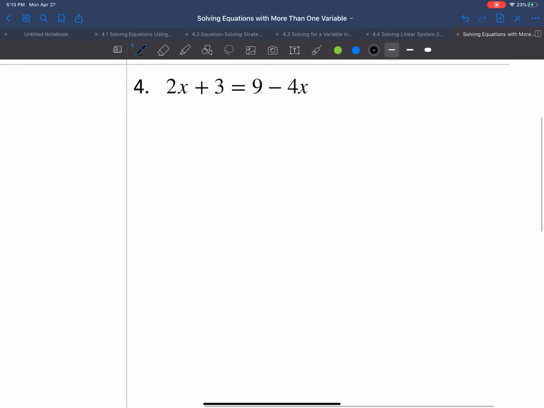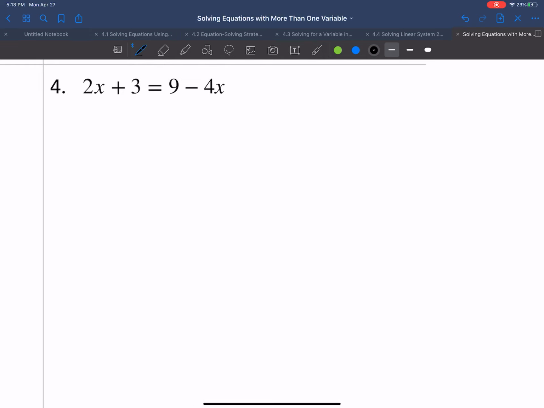Last equation. Again, it doesn't matter which way I go. I'll go to the left this time. You'll figure out which way you like depending on the equation. If I move this negative 4x to the other side, then I get positive numbers. Maybe it's just nicer to work with. So I'll do that. If I do the opposite of negative 4x, that's adding 4x.